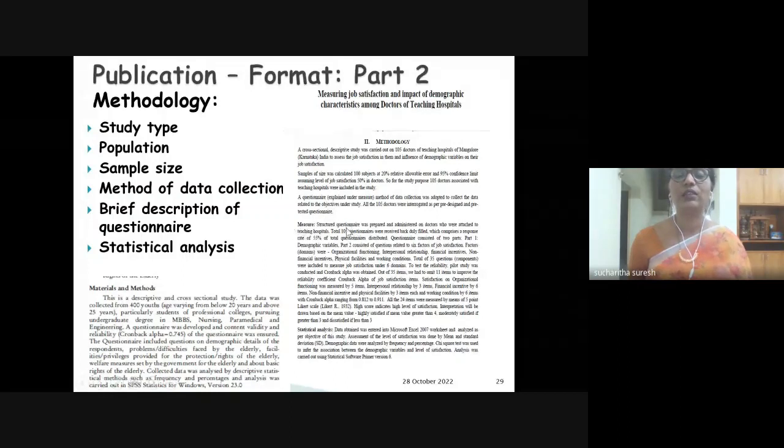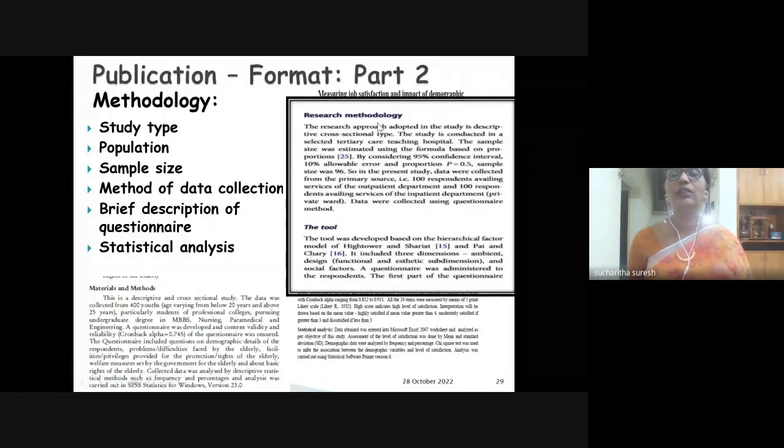Next is a structured measure regarding the questionnaire only, how that questionnaire was developed. Part 1 includes the demographic variables, part 2 consists of questions related to 6 factors of job satisfaction. So that's what I'm telling you, we have to give that. We have to show that we have used the right method to collect the data.